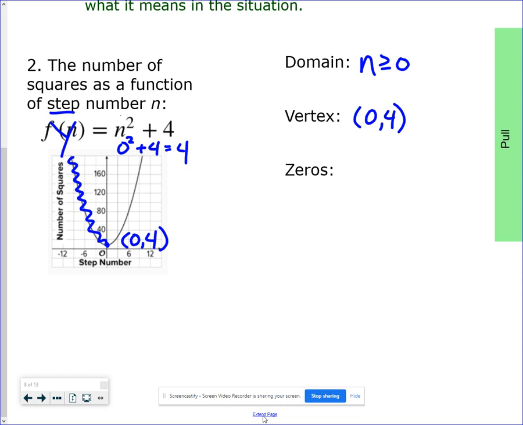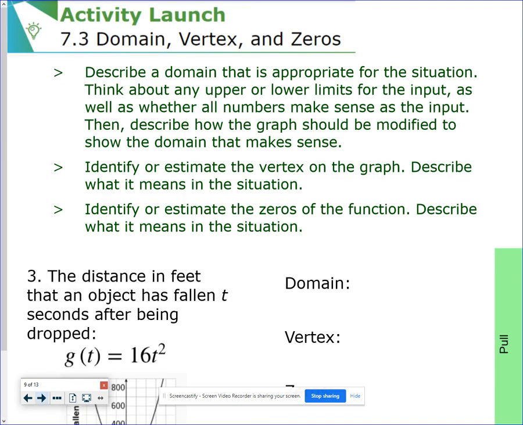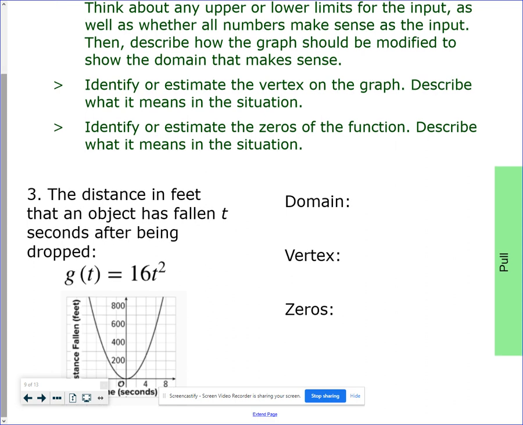The zeros for this function, there aren't any. It doesn't touch the x-axis. So there are no zeros. And again, that's because there's never a time when there aren't any squares in this. I start with 4 squares and it never gets lower than that. Okay, here's another one.